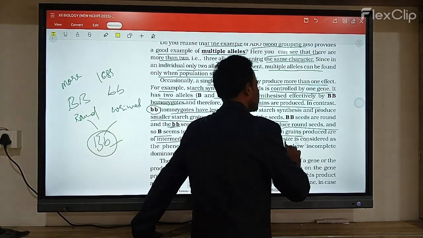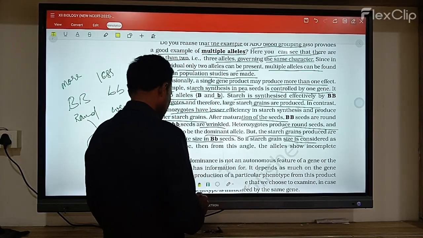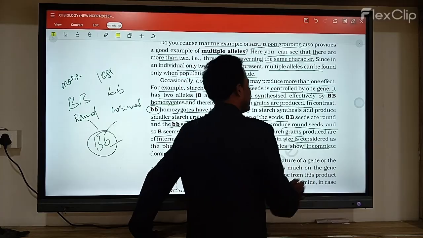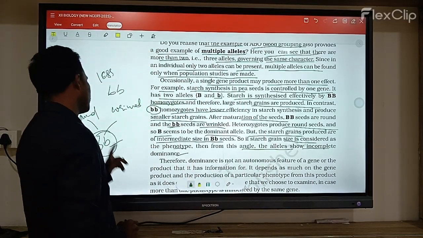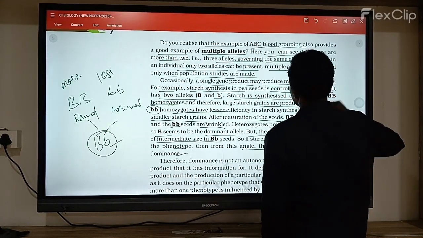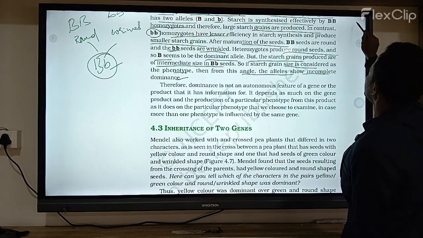So the starch grains are considered as the phenotype. From the single allele it shows incomplete dominance. So what does it show? It shows incomplete dominance.